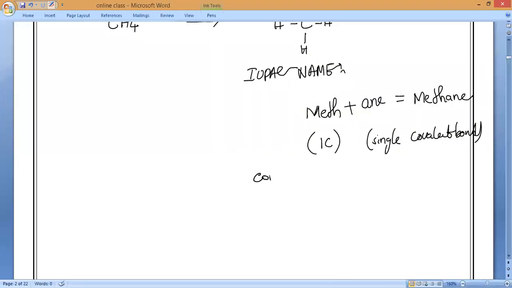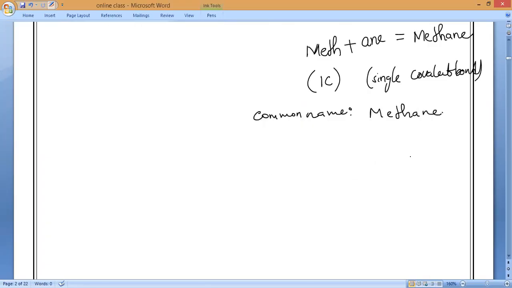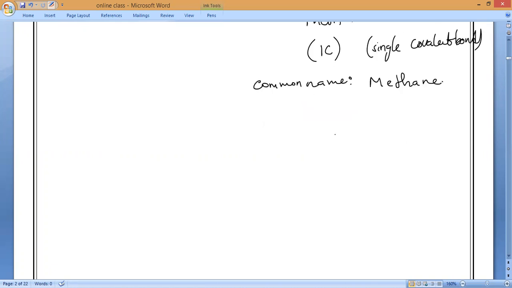And the common name is also called methane. That is how the name methane comes. Okay, next. We know the second one. What is the second one, all of you?